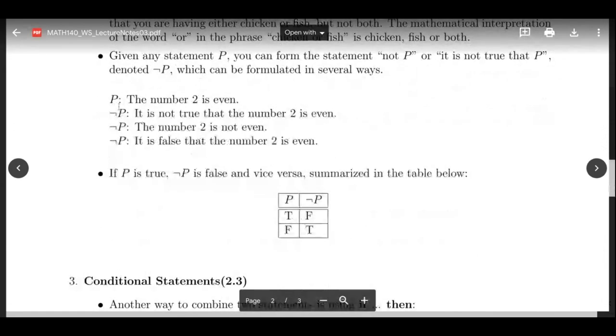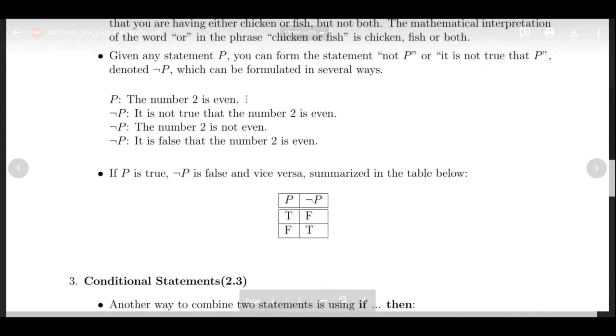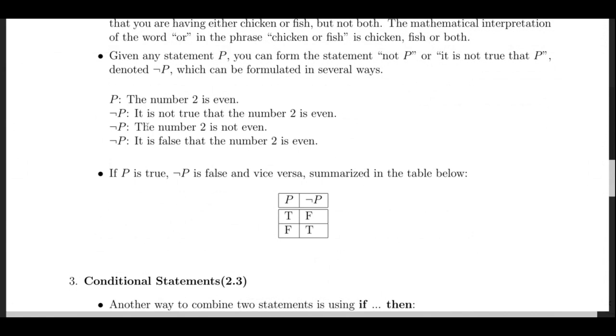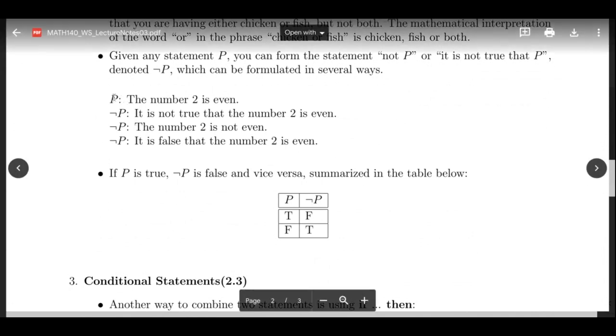Let's see an example. Let's say P is the statement, the number 2 is even, which is a true statement. So not P will be the negation of P. It's to say it's not true that the number 2 is even, right? So it makes the whole sentence false, or to say the number 2 is not even. P was a true statement. Now we negate, it becomes a false statement.